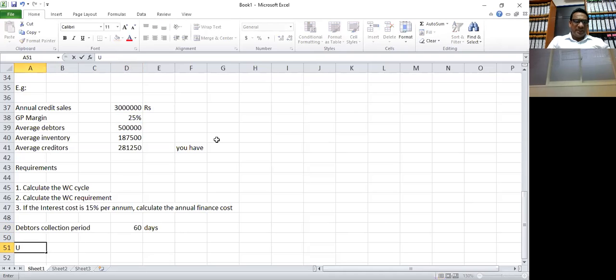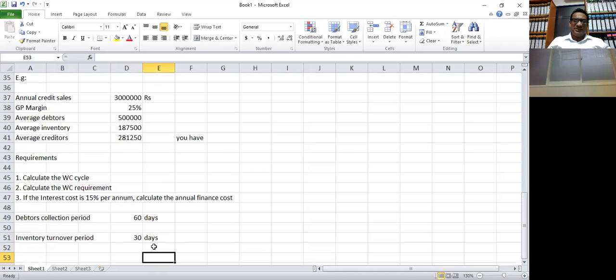Then inventory turnover period. How do I calculate that? I take average inventory, divide by what? Average inventory divided by cost of sales. So how do I calculate cost of sales? My sales 3 million, margin 25%. So cost of sales is 75%. This into 75%. So that into 360. 30 days. Inventory turnover period exactly 30 days.